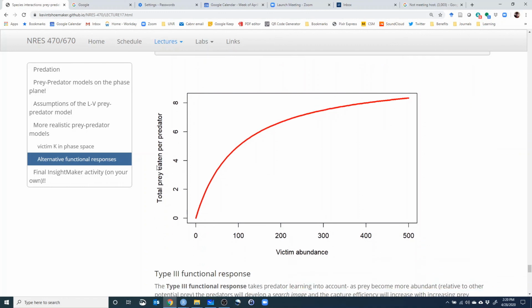So again, this is a functional response representing the total prey eaten per predator per time step, total prey consumption per predator per time step as a function of victim abundance. Now, as the victim abundance goes up, the total prey eaten per predator levels off, right? Because the predators can only eat so much. So hopefully that makes some sense, and that's a commonly used functional response in prey-predator models.